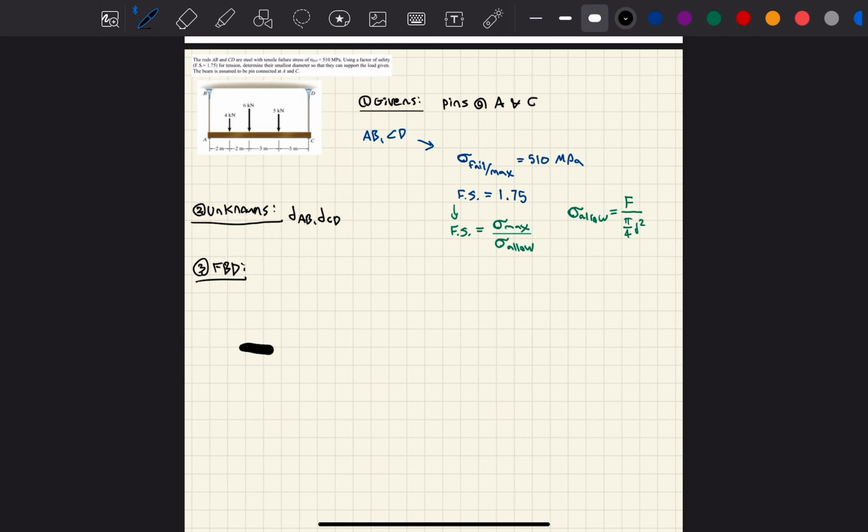The beam will look like this. You have points C right here. You have points A over here. If you draw the dimensions, this is 3 meters, this is 3 meters, 2 meters, 2 meters.